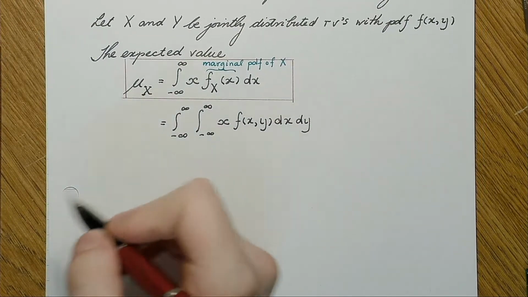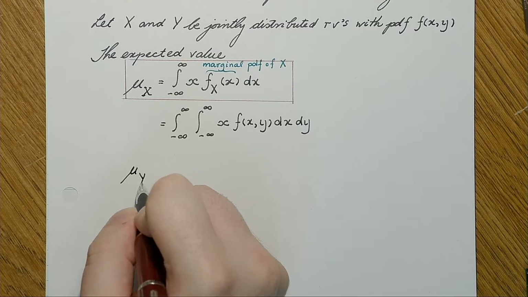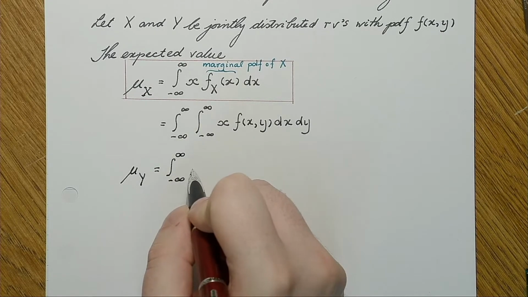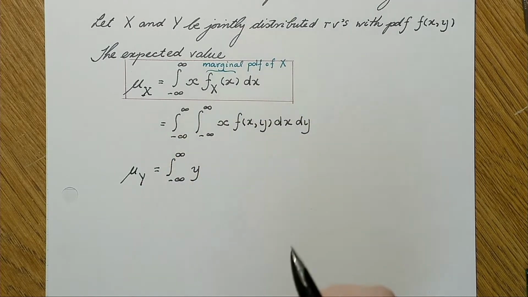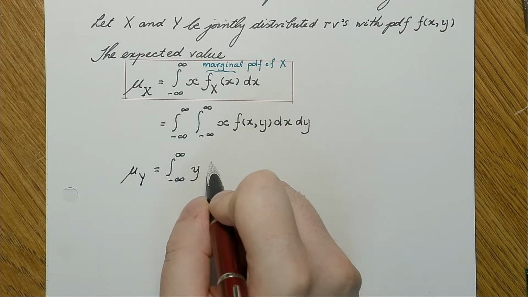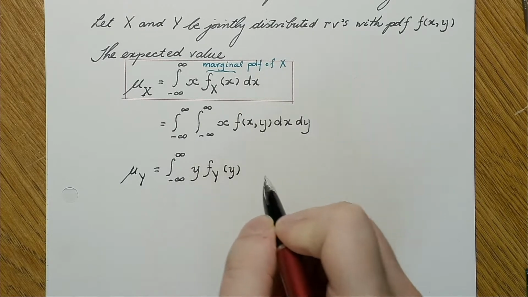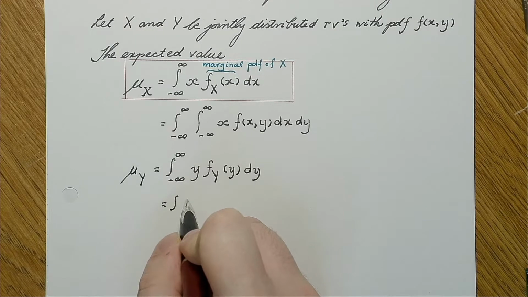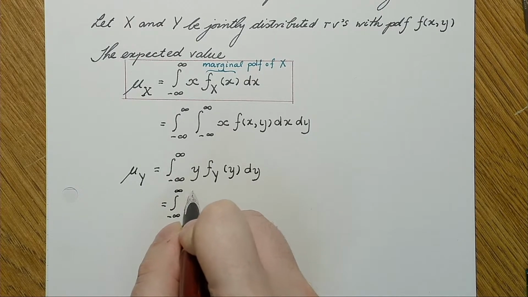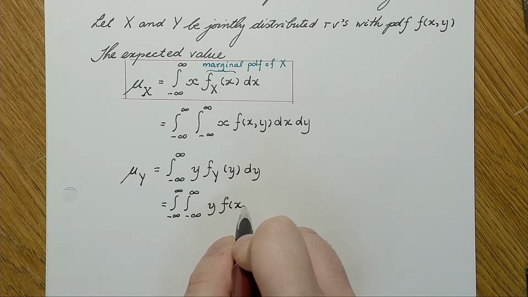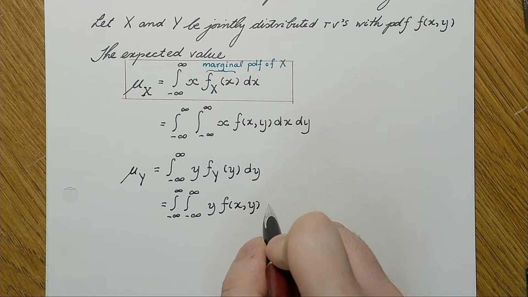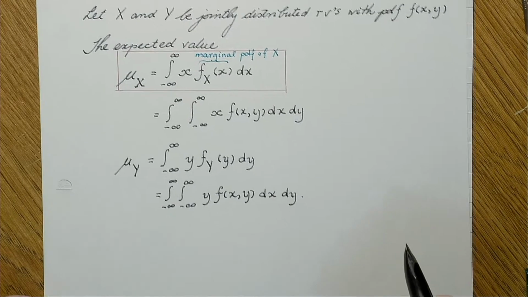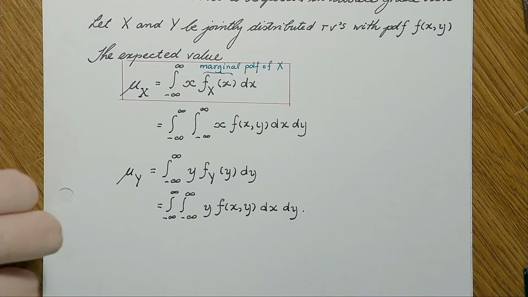And the other one that we can do is the expected value for y, and similar idea. So instead of integrating x, we're going to use y, and instead of using the marginal PDF of x, we're going to use the marginal PDF of y. Okay, so maybe I'll put that also in a box too.